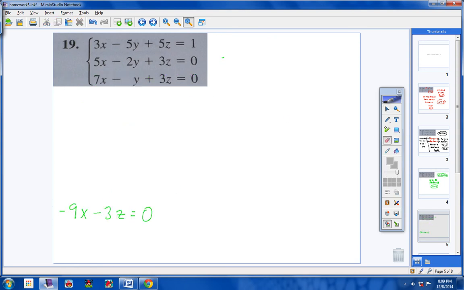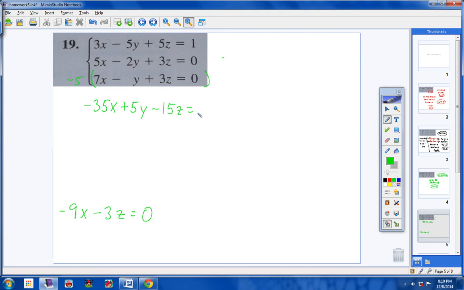Now let's take the top equation and the bottom equation, okay, and get rid of my y's. So I'm going to multiply the bottom equation by negative 5. Why negative 5? Because negative 5 times negative 1 will give me a positive 5 here, and a positive 5 will cancel with my negative 5 up here. So here we go. Negative 35x. Negative times a negative, positive. Negative times positive, negative.